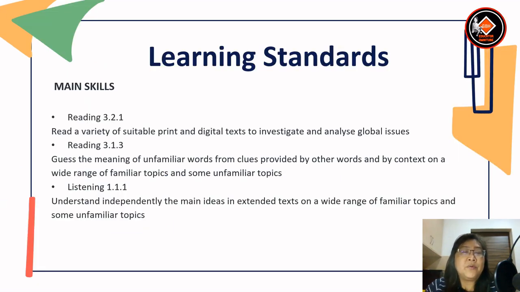Reading 3.2.1. Read a variety of suitable print and digital text to investigate and analyze global issues. Reading 3.1.3. Guess the meaning of unfamiliar words from clues provided by other words and by context on a wide range of familiar topics and some unfamiliar topics. And the last one is listening 1.1.1. Understand independently the main ideas in extended text on a wide range of familiar topics and some unfamiliar topics.